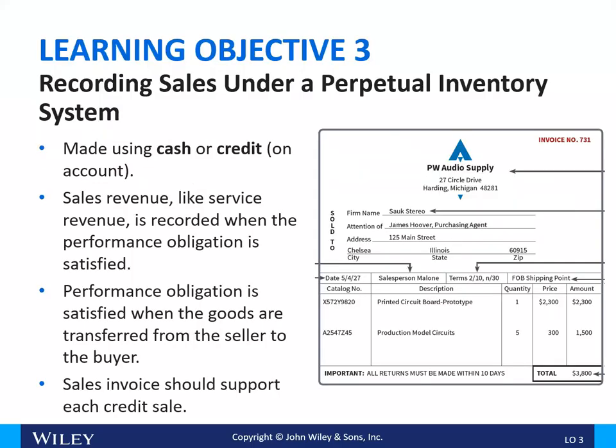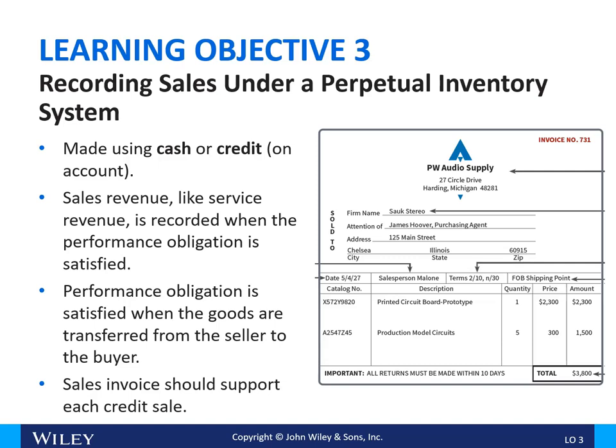Now we'll talk about recording the sales under perpetual inventory system. So again, we're going to use the same example, the PW Audio selling to SAUK Stereo, but now we're going to look at it from the perspective of the seller, PW Audio. So sales are made on cash or credit, same thing.